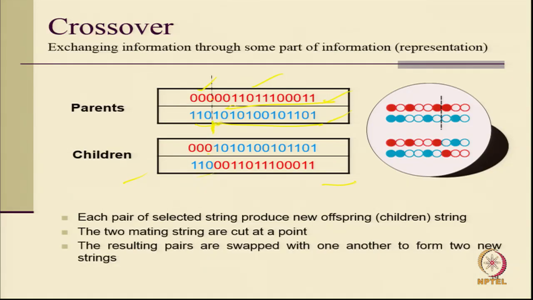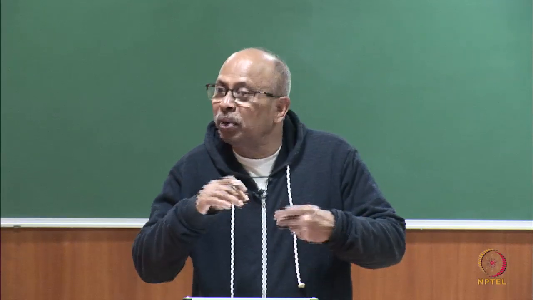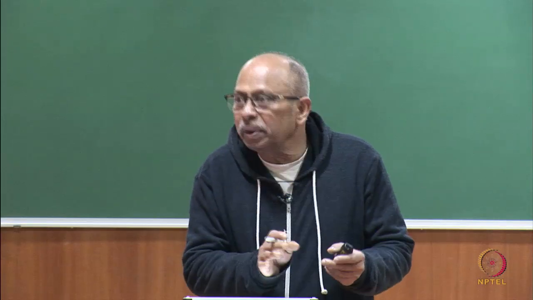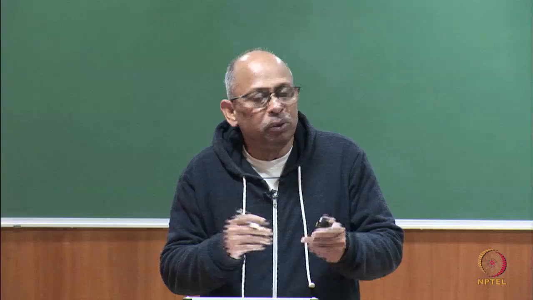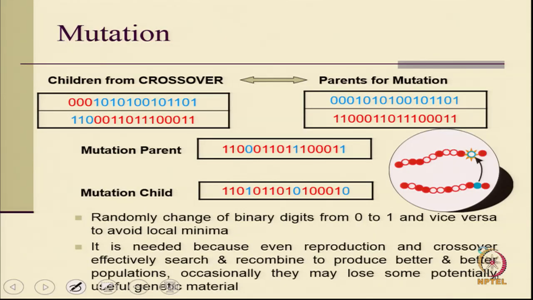Out of 40 parents, you will randomly generate 40 children, and a new generation has come, because you will do crossover. Each pair of selected strings produces new offspring strings: the two mating strings are cut at a point, and the resulting pieces are swapped with one another to form the two new strings. This new string you now evaluate again.